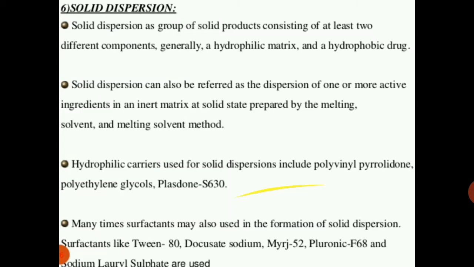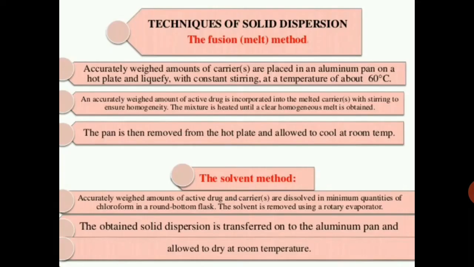Hydrophilic carriers used for solid dispersion include polyvinyl pyrrolidone, polyethylene glycol, Plasdone S630. Many times a surfactant may also be used in the formation of solid dispersion. Surfactants like Tween 80, docusate sodium, Myrj 52, Pluronic F68 and sodium lauryl sulfate are used. The next one is the techniques of solid dispersion.